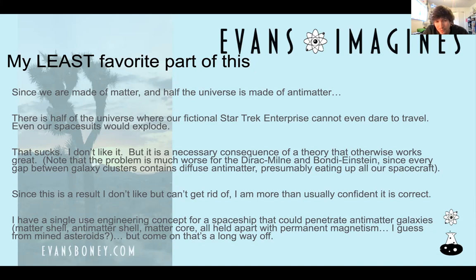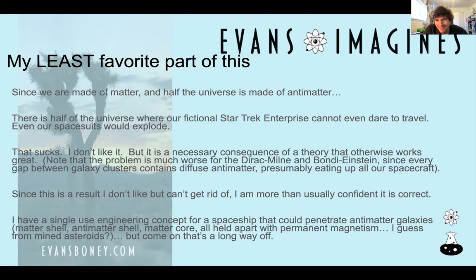And I would also note that the problem is a lot worse for the Dirac, Milne, and Bondi-Einstein derived theories that have the antimatter in the gaps, because there's a lot of gaps. If you ever want to cross any gap, you can't, because your spaceship is going to be burned up by this low density antimatter that you assume is there, eating it up very slowly, unless you presume it's there just enough to cause all the pushing, but not quite enough to eat up all your spaceships. I don't know what they would say.